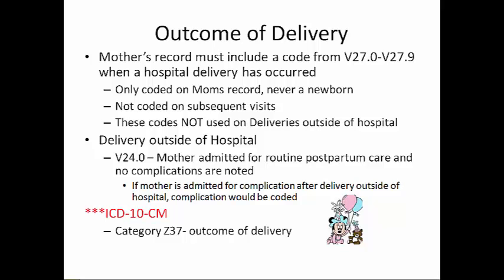So when the mother delivers outside the hospital prior to admission and is admitted for routine care with no complication, the coder is going to code the Z39.0 as the principal diagnosis. Now, if they were admitted after they delivered the baby outside of the hospital with complications, those complications are going to be the ones that are coded as the principal diagnosis. So just in ICD-10, category Z37 is classified for the outcome of delivery.